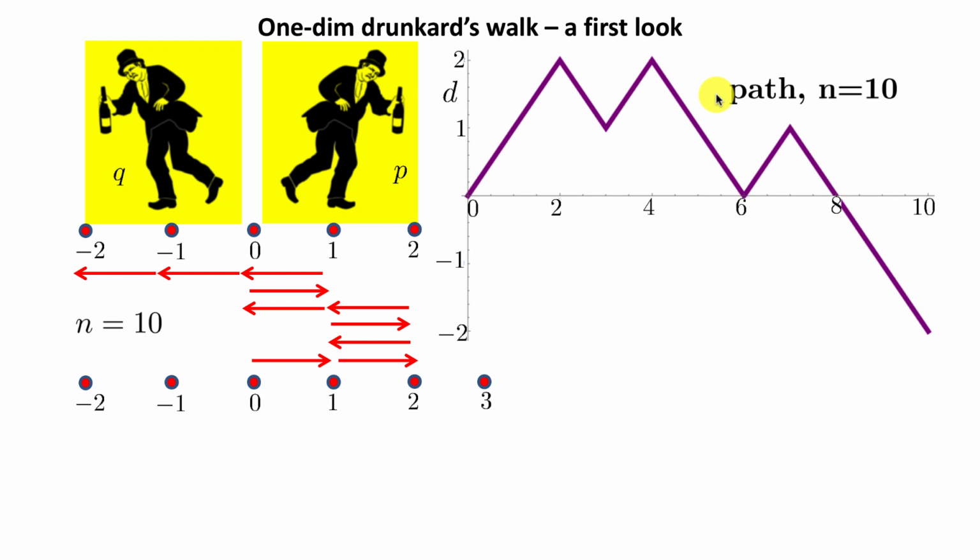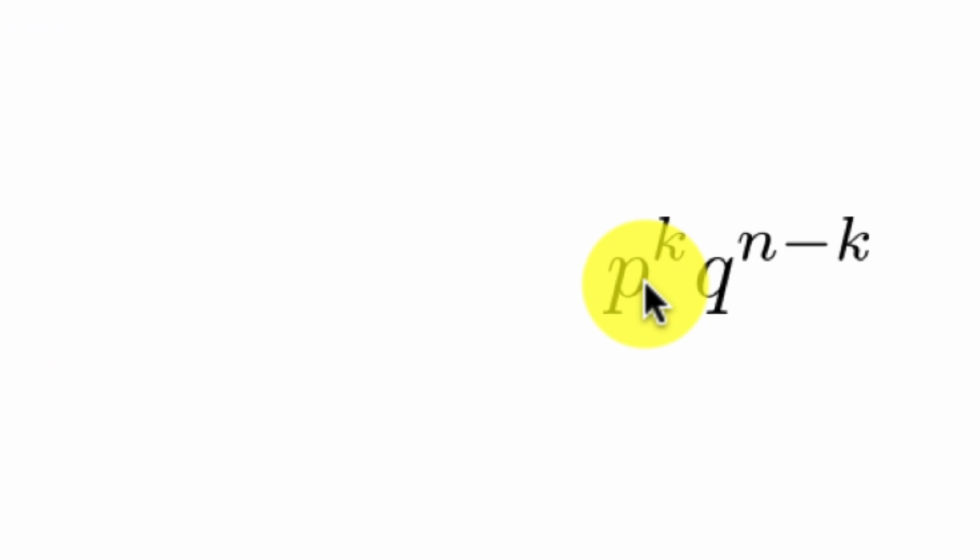We will now calculate the probability of a path with n steps, of which k are to the right, and therefore n minus k are to the left. P into P into P, k times, is the probability of taking k steps to the right. Now, obviously, he's taken n minus k steps to the left, and the probability of that is q into q into q, n minus k times. And so this over here is the probability of taking k steps to the right, n minus k to the left.